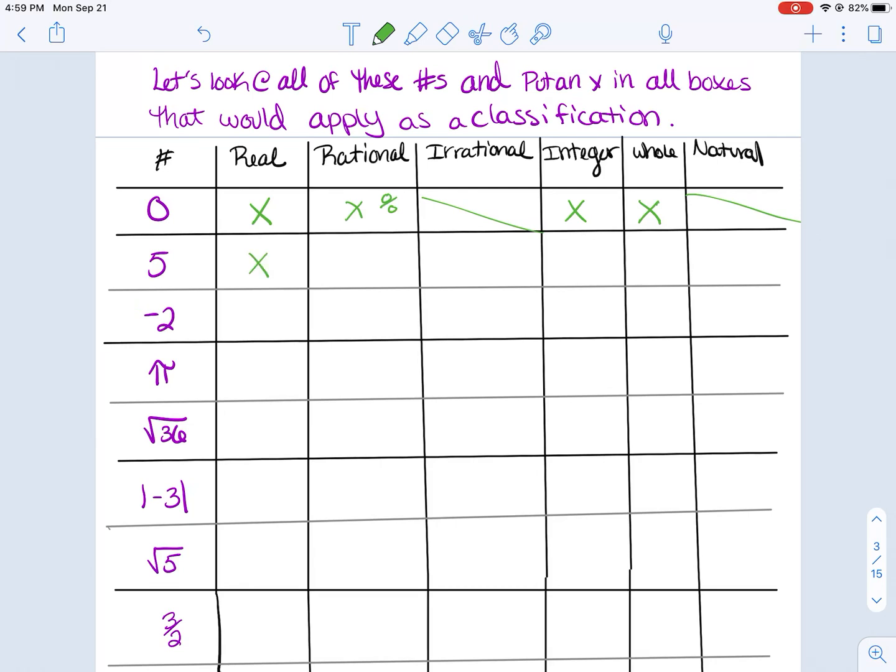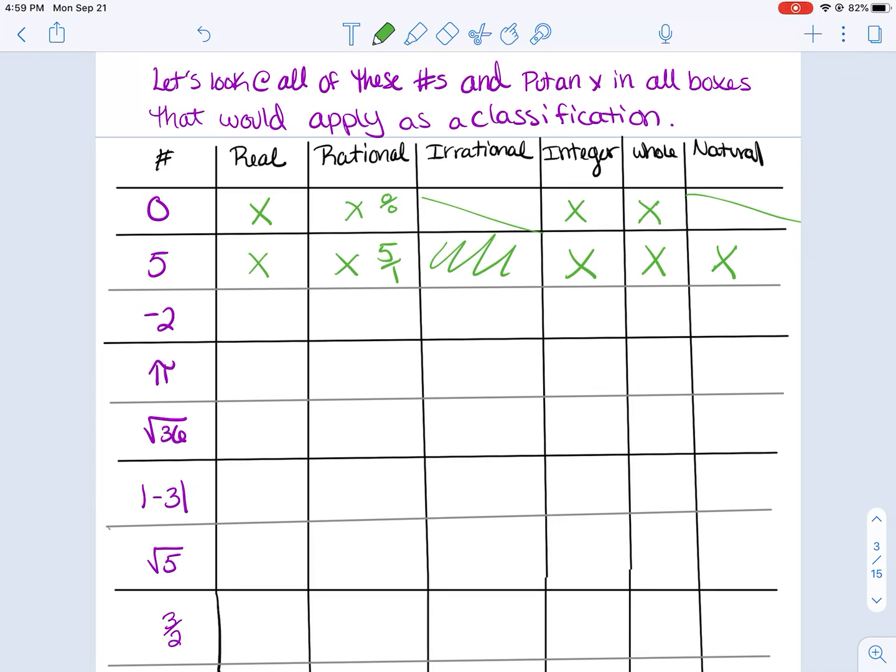5 is a real number. 5 is rational. I can write it as a fraction, 5 over 1, which means it's not irrational. Is 5 an integer? Yep, shows up on my number line. Is 5 a whole number? Yep. 0 and higher are the whole numbers, and it's positive 5, so that works. And it's a natural number. It's one of my counting numbers, okay?